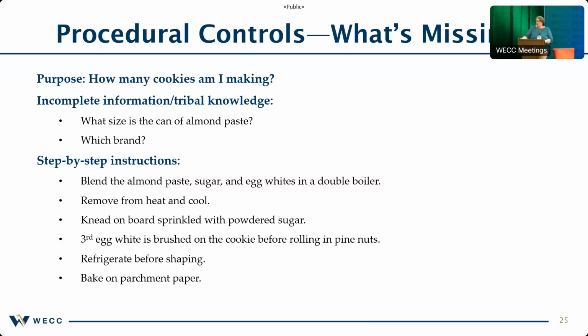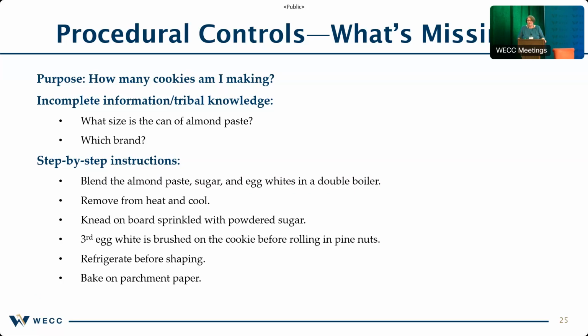First, you need to know why you're doing what you're doing. And in this case, there was no line that told me how many cookies I was making. Now, is that really important? Yes, because I need to know what size to make them in order for the baking time and temperature to make sense. So don't skip over things that you think people should know.